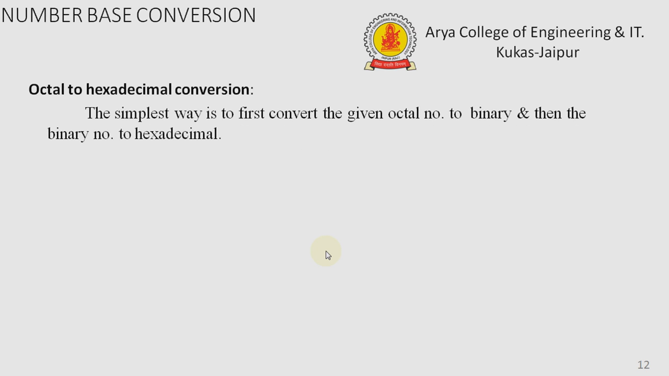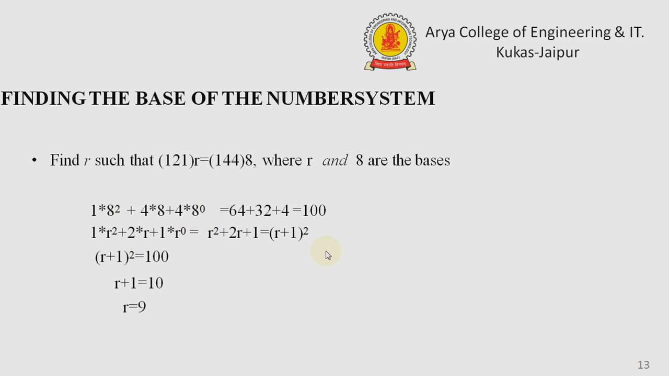So now octal to hexadecimal conversion. The simplest way is to first convert the given octal number to binary and then the binary number to hexadecimal. So we can easily convert it to a binary number as we previously studied, and from that binary number we make groups of 4 and then convert it into a hexadecimal number. Now this is the example.